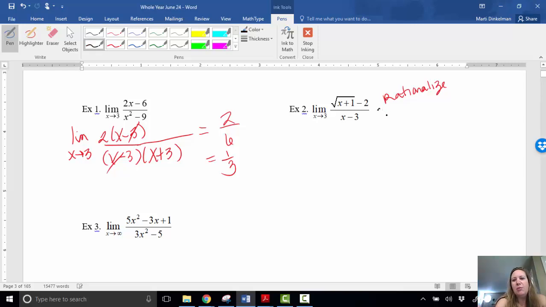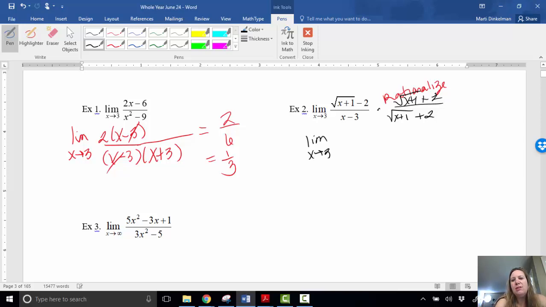So what that means is we would multiply top and bottom by the square root of x plus 1 plus 2. So that's that conjugate, square root of x plus 1 plus 2. Okay, so that's one option. Maybe I'll just go ahead and continue on with that, and then we'll also do L'Hopital's rule, and you can kind of decide what you want to do.